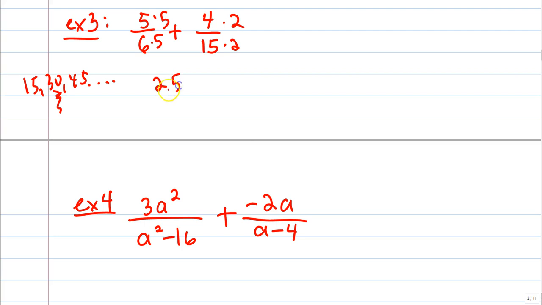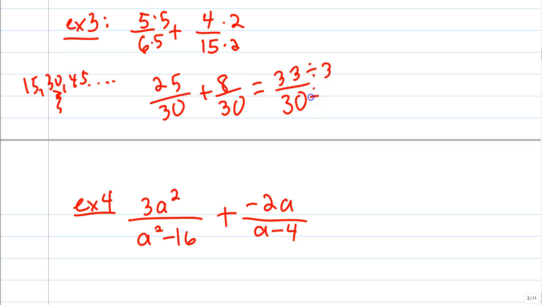In this situation, it's not going to make a big difference. At the end, if you don't do this, you'll have to do a lot more simplifying than we will. When I get to these complex ones, where I'm adding with integers and with variables, then you really want to give these the least common denominator, or you're going to make your life way harder. So once again, now we have a common denominator. 25 and 8 is 33 over 30. 33 and 30 are both divisible by 3, giving us 11 over 10.